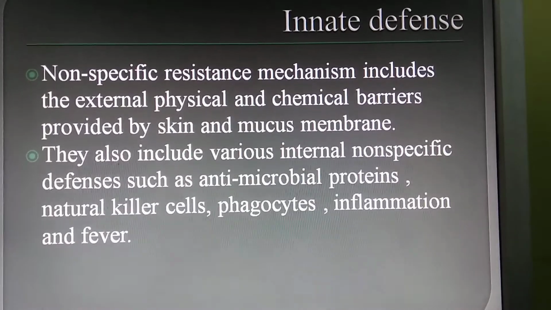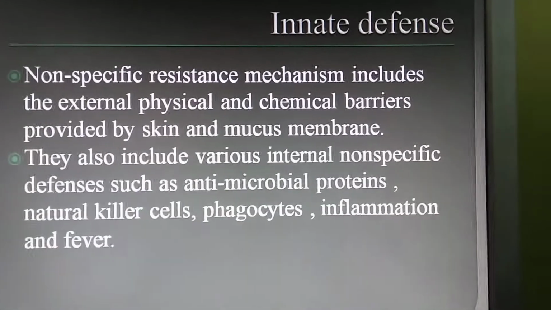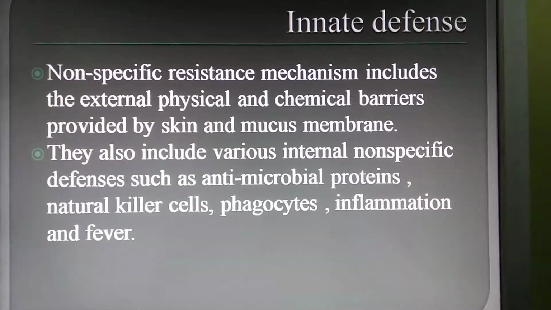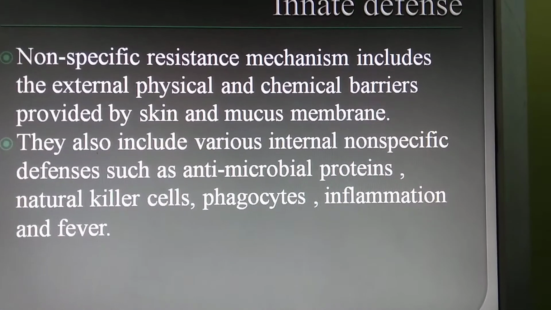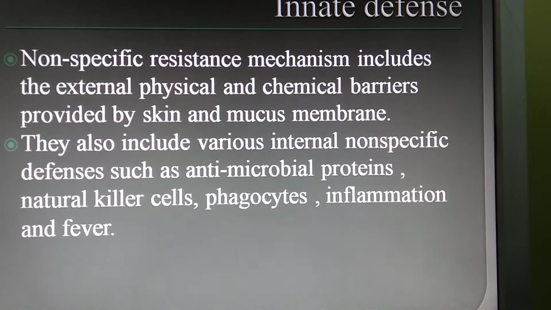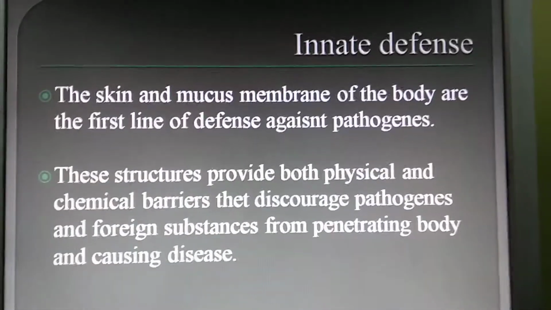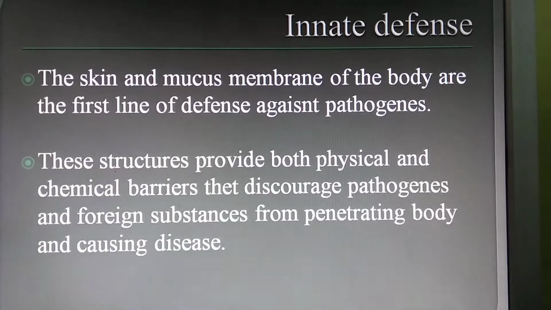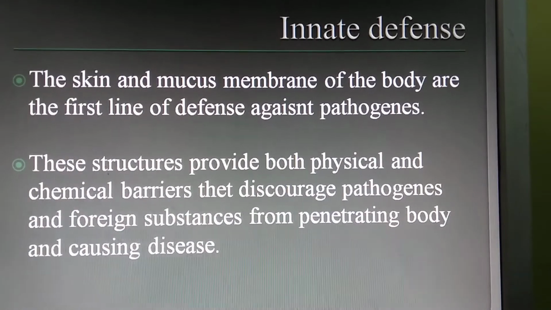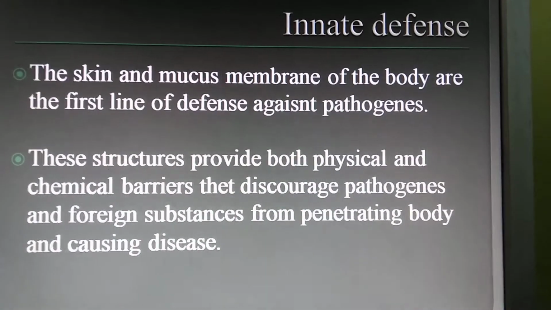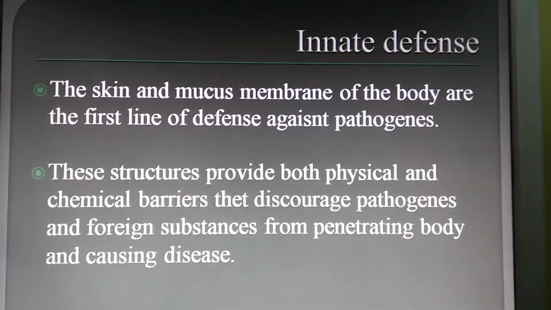This non-specific resistance includes the external physical and chemical barriers provided by skin and mucous membrane. It also includes various internal non-specific defenses such as antimicrobial proteins, natural killer cells, phagocytes, inflammation, and fever. The skin and mucous membrane of the body are the first line of defense against pathogens. These structures provide both physical and chemical barriers that discourage pathogens and foreign substances from penetrating the body and causing disease.